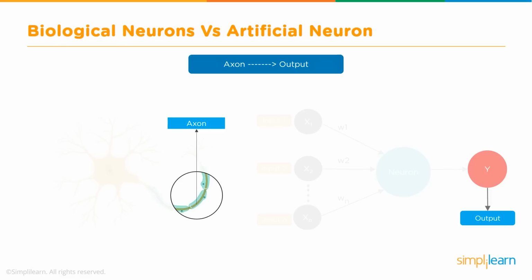Biological neurons are also interconnected. So there are billions of neurons which are interconnected. In the same way, artificial neurons are also interconnected. So the output of this neuron will be fed as an input to another neuron, and so on.